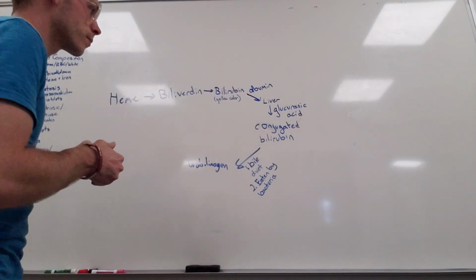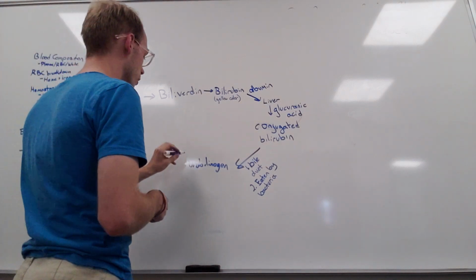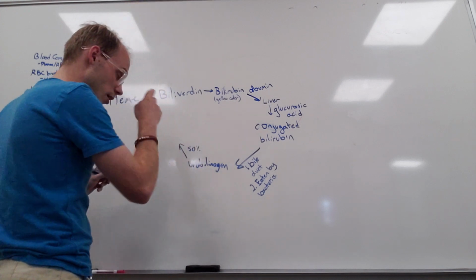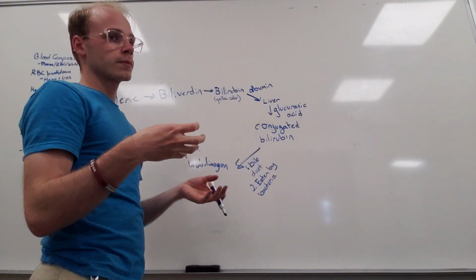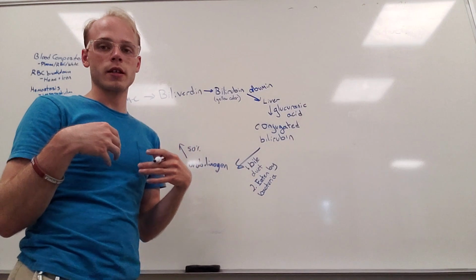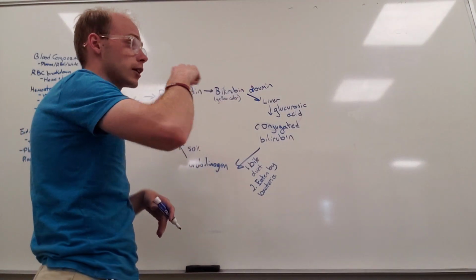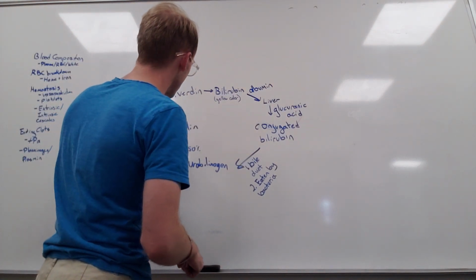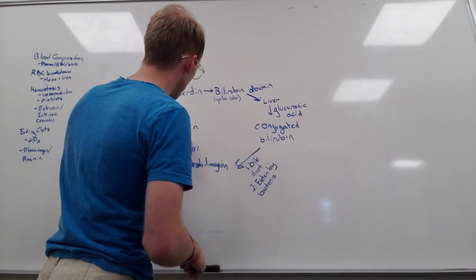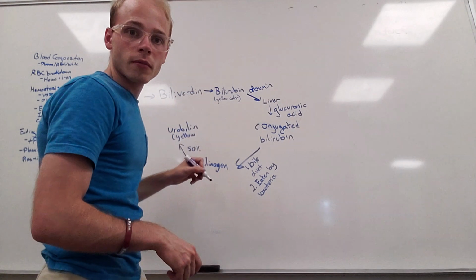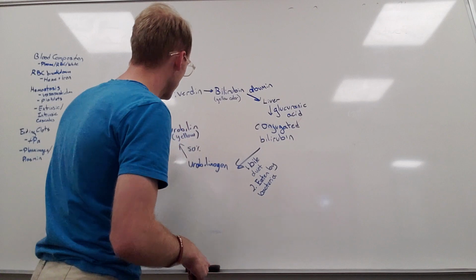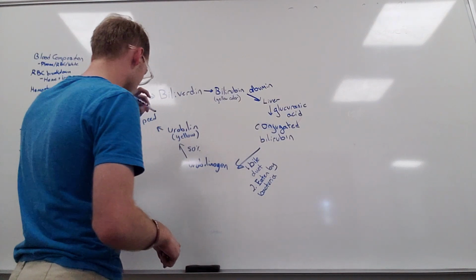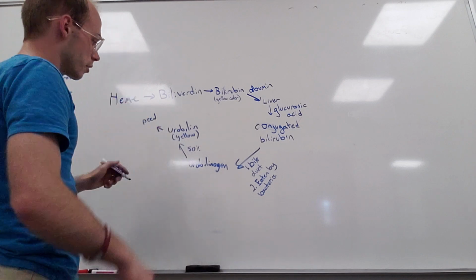And so urobilinogen can go one of two ways. 50% of the time, it's going to be taken up by the intestines, put into the bloodstream, and then circulate to the kidneys. The kidneys are going to turn it into urobilin, which interestingly enough has a yellow color. And so this is then peed out through the ureters and urethra.